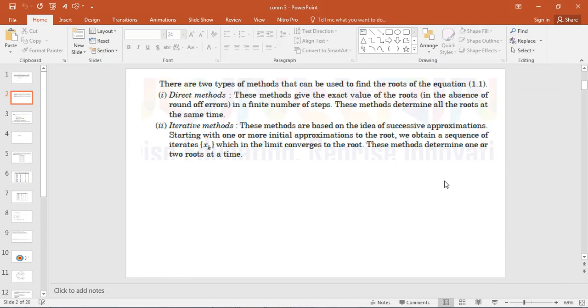For example, I ask you to find x squared plus 2x plus 1 equals 0. So what is the value of x? You can easily calculate and tell me that x equals minus 1, minus 1, isn't it? So those are the direct methods. These methods give you the exact value. Okay. There might be some errors.